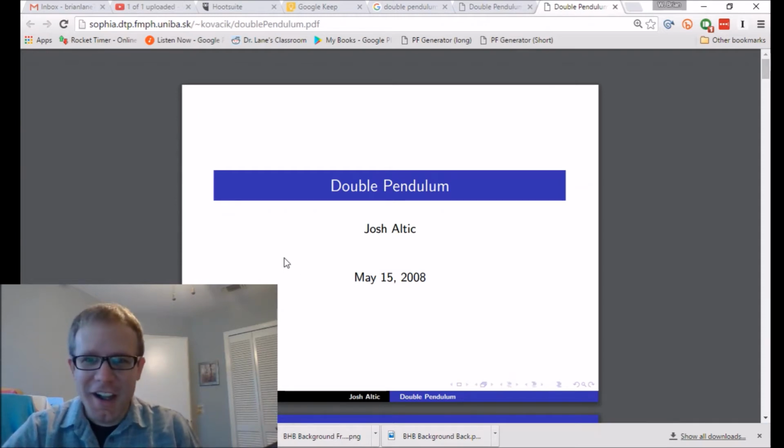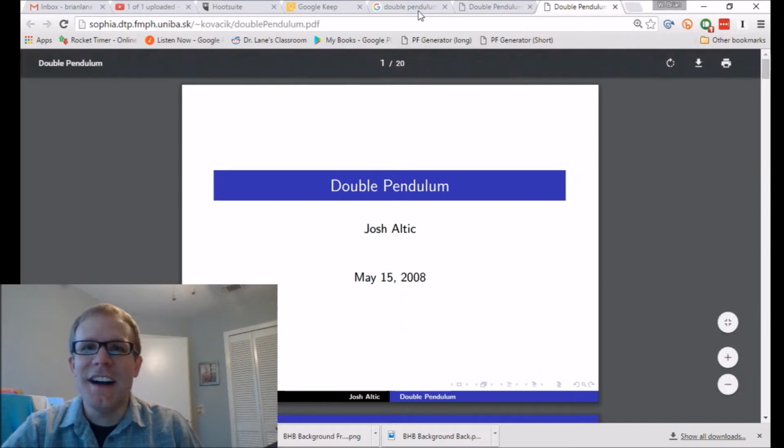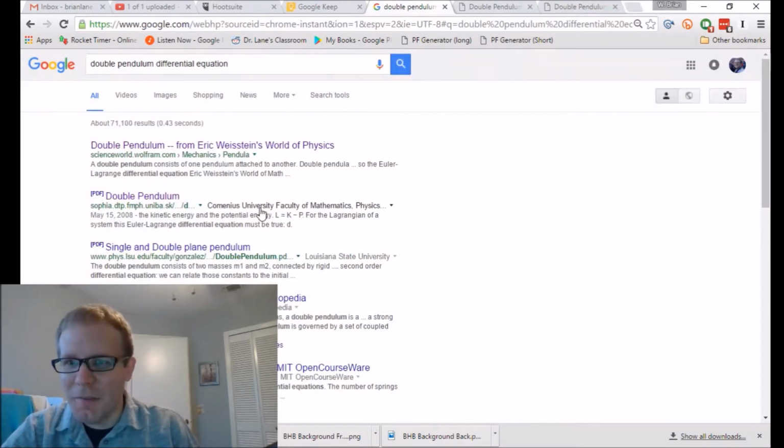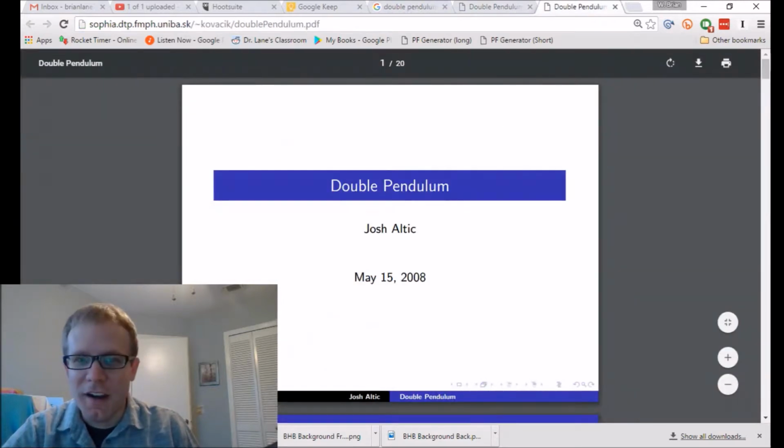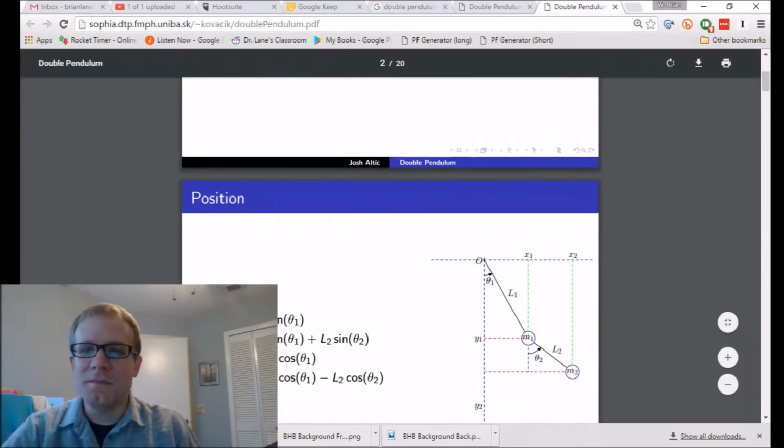This is from Josh Altick. It doesn't have the university on there, but it looks like from here it's Comenius University. So thank you for that, Josh.